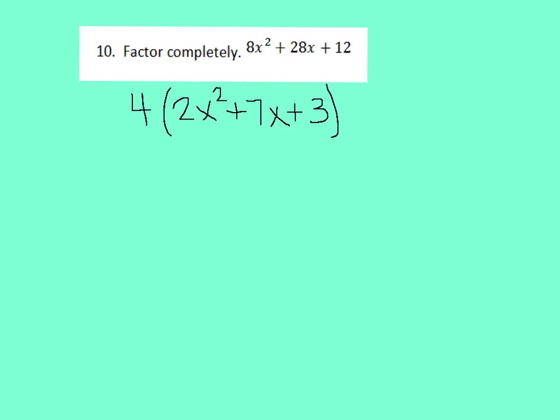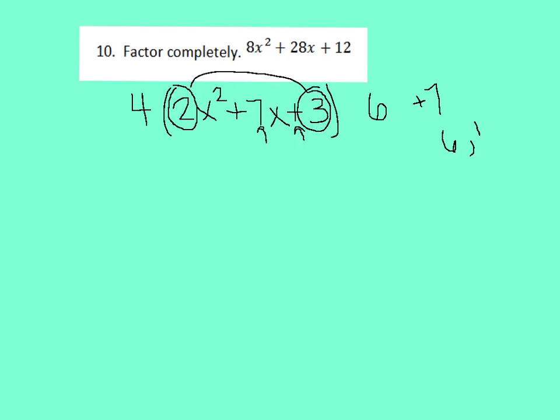Now I count how many terms I have. 1, 2, 3. Oh, the beats. I'm putting on the beats. So let's circle up our 2 and our 3. 2 times 3 is 6. So I'm looking for factors of 6 that add to 7. Factors of 6 that are going to add to 7. Oh, well, that's 6 and 1.